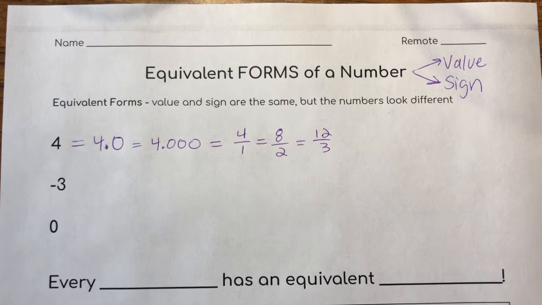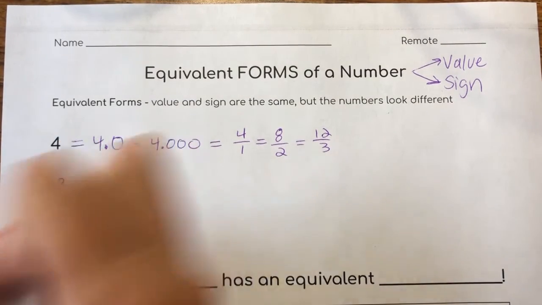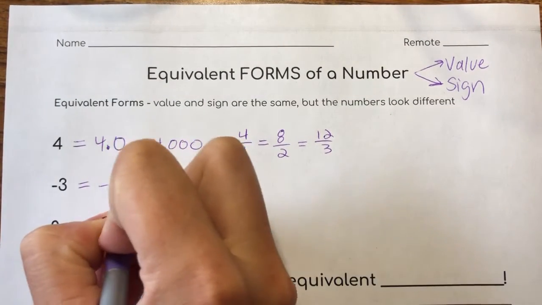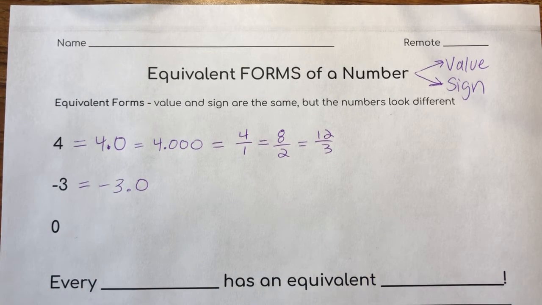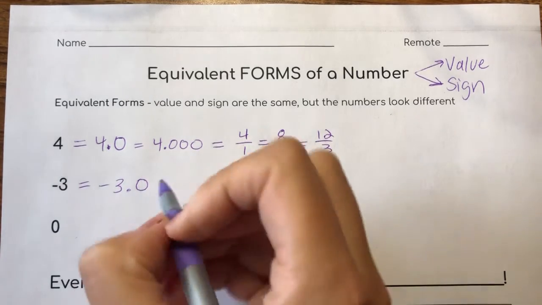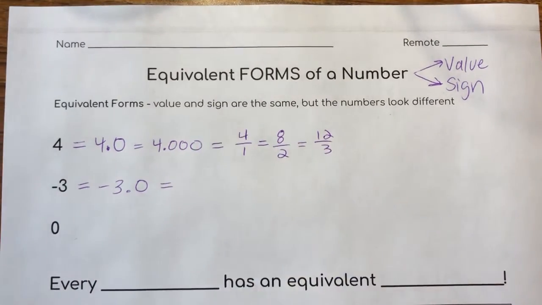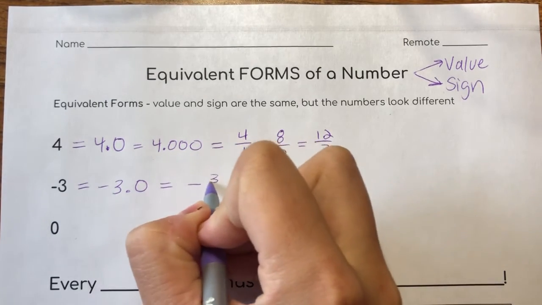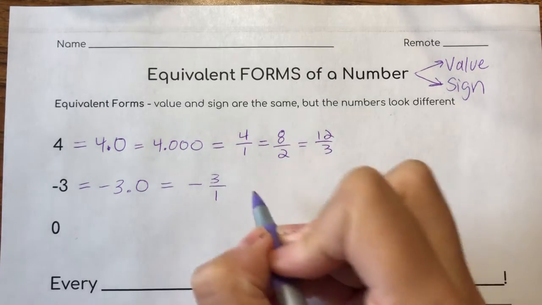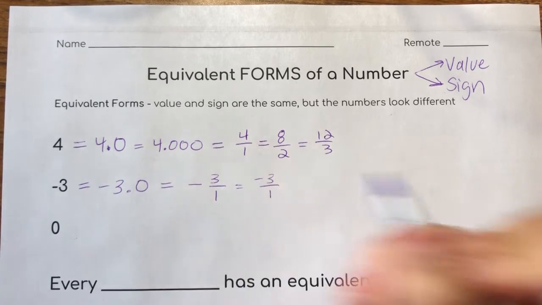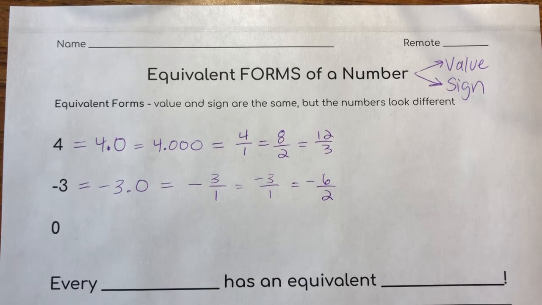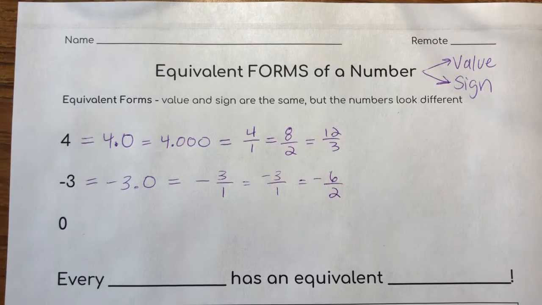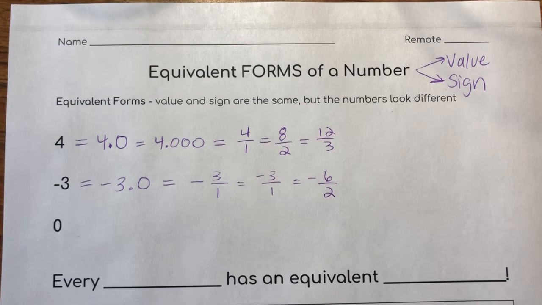That's also true for negative numbers. So negative 3 could be written in decimal form as negative 3.0. We'd keep that negative sign with it because we have to keep the sign the same to be equivalent. Or we could write negative 3 as a fraction. We could write it as negative 3 over 1. That can also look like this. Those are all equivalent. We could write it as negative 6 over 2. It would still be negative. It would still have that equivalent form, that same value. So just the same thing in a different form.